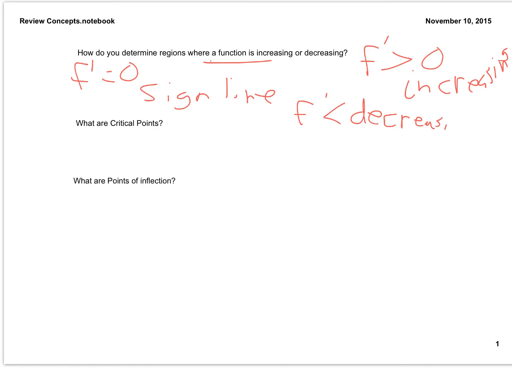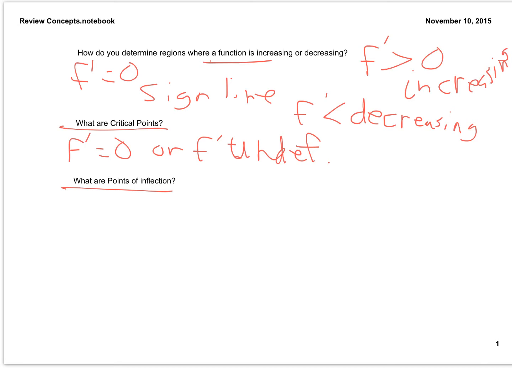We also talked about critical points. Remember that to be a critical point, the first derivative has to equal 0 or the first derivative has to be undefined. One of those two states has to be there. F prime equals 0 is the one that you almost always remember. The fact that F prime is undefined, that's the one that students often forget.